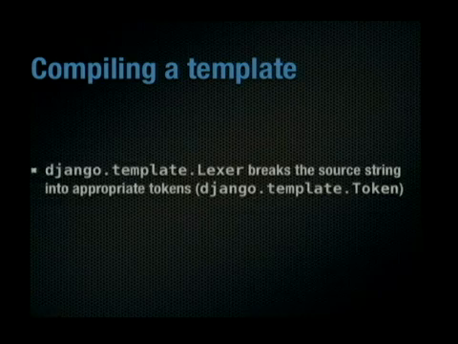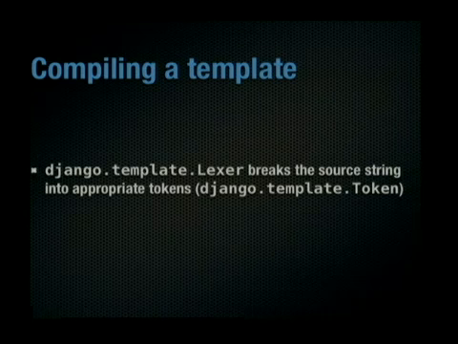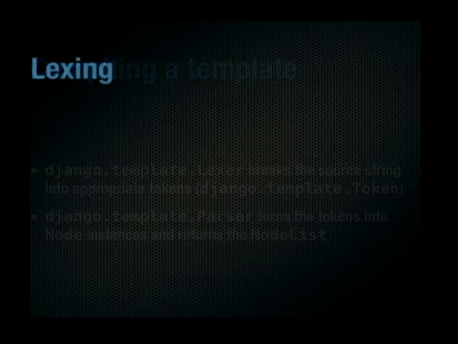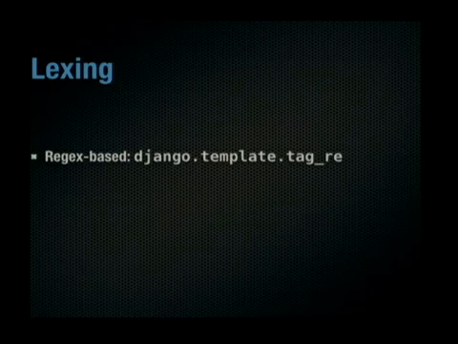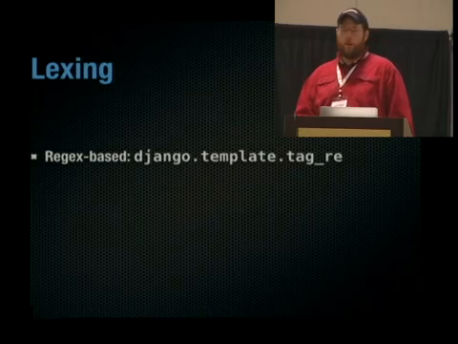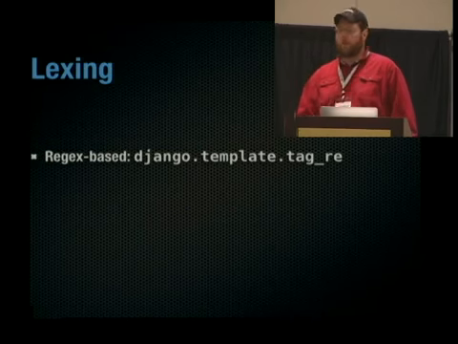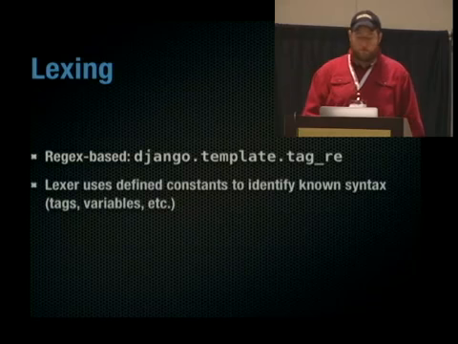Compiling a template, basically, there's a lexer, which breaks the source string of the template down into tokens, which are represented by the class django.template.Token. Django.template.Parser turns the tokens into node instances and then finally returns a NodeList. The lexing process is regular expression based. As much as we hate regular expressions and as much as they are the wrong way to lex and parse languages, this is how we do it because it works.